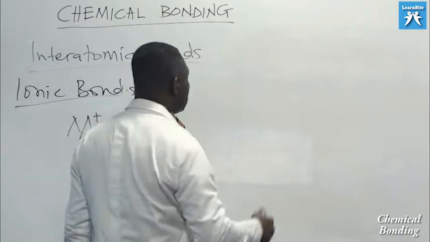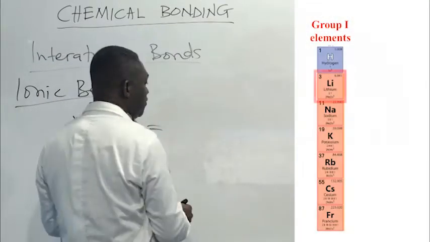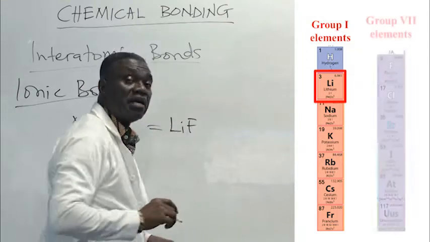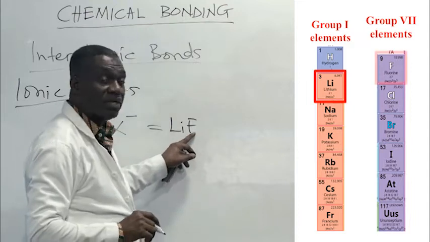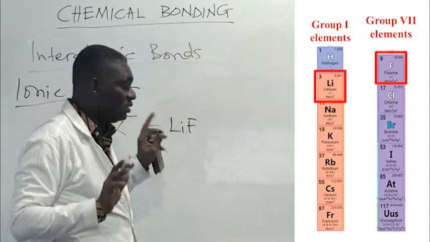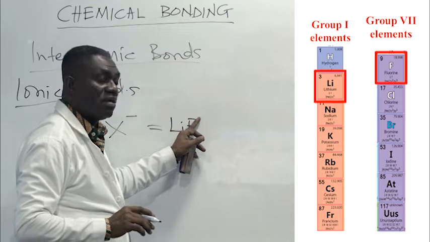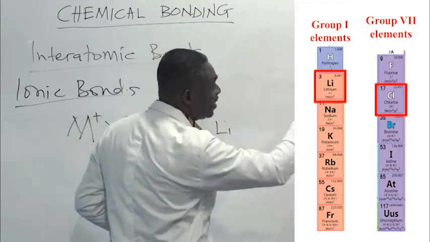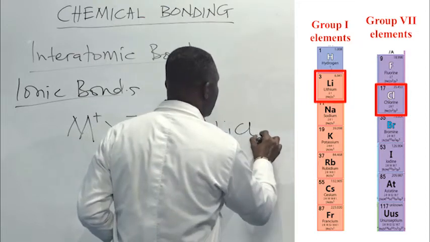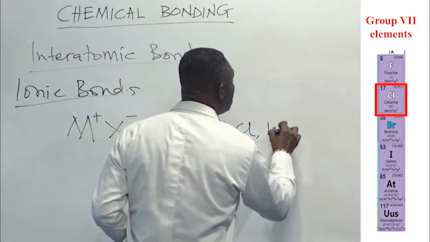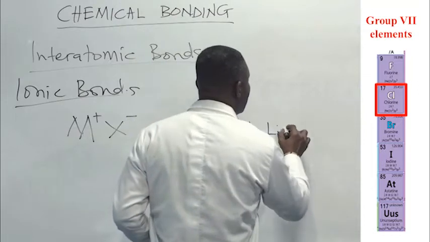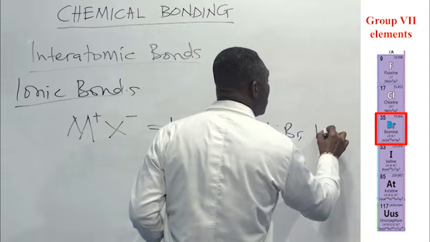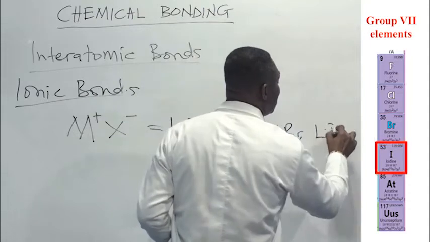So if I decide to write examples, I could take lithium for group 1. The first element under group 7 is fluorine, isn't it? So lithium fluoride, perfect. Lithium is +1, fluorine is -1. Again, if I take lithium and combine with the next element down there, that is chlorine. I can again take lithium and combine with the next element there, that is bromine, that is correct. I'll take lithium and combine with the next element there, that is iodine, that is also correct.